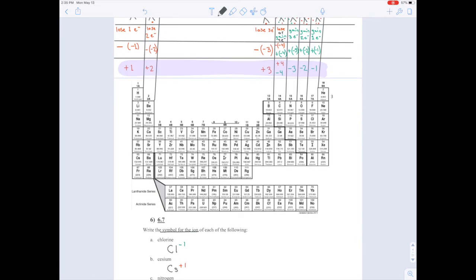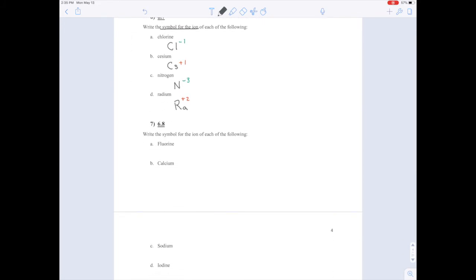So you might memorize those charges. Group 1 is +1, 2 is +2, 3 is +3, 4 is plus or minus 4, then -3, -2, -1. Okay, 7 is the same thing.